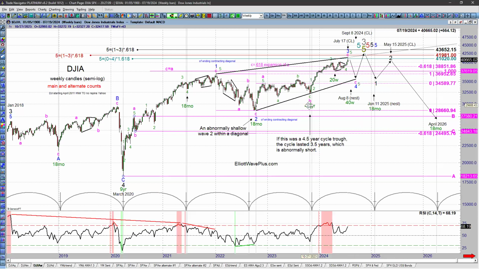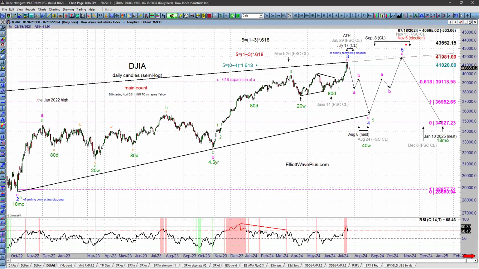It's within the shorter cycles, and we'll move into the daily on this. Okay, so if this is a 4.5 year cycle, you get an 80-day cycle, and then you get another 80-day cycle, and that constitutes a 20-week. Then you get another 80-day cycle, and another 80-day cycle, and that constitutes a 40-week.